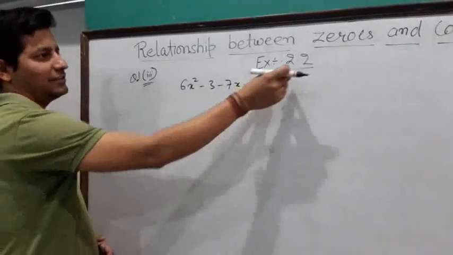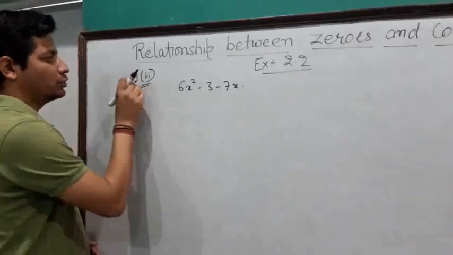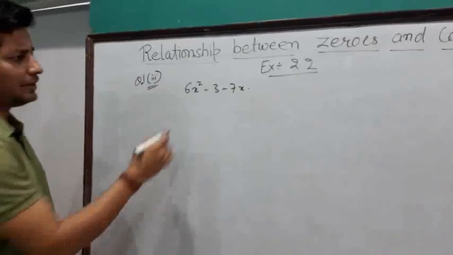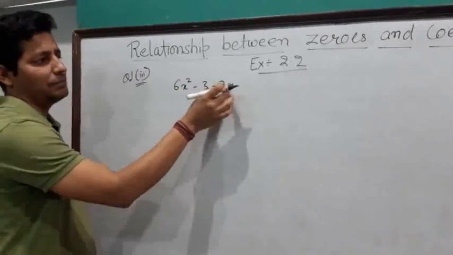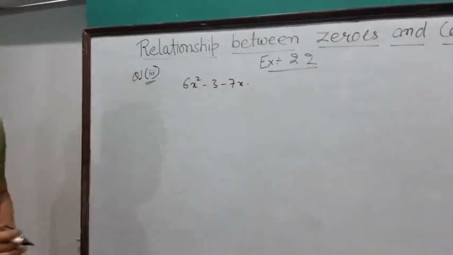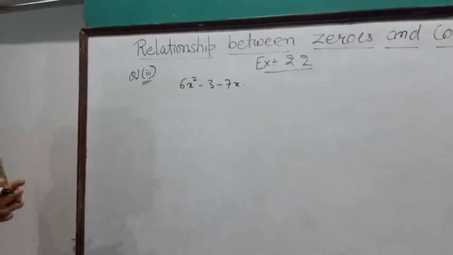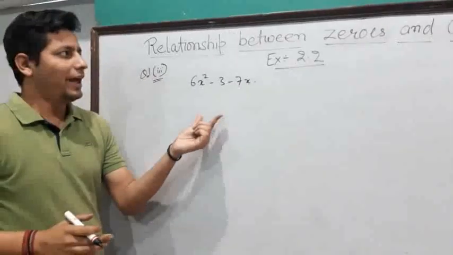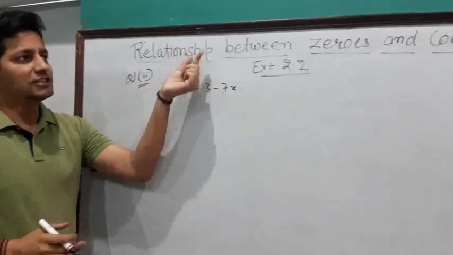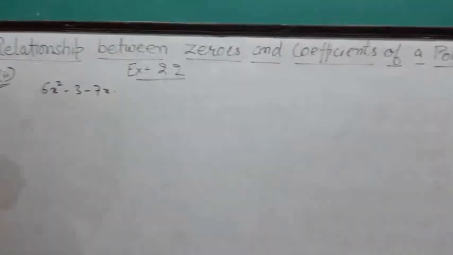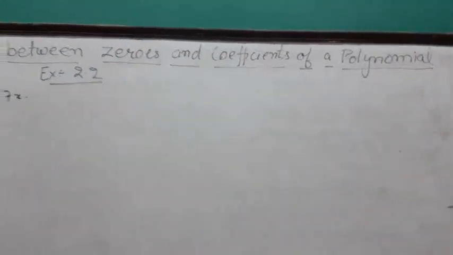Let's start exercise 2.2, question number 1, third part. 6x² minus 3 minus 7x. Here, first of all, we have to find the zeros of this polynomial and then verify the relationship between zeros and coefficients of a polynomial. So let's start.